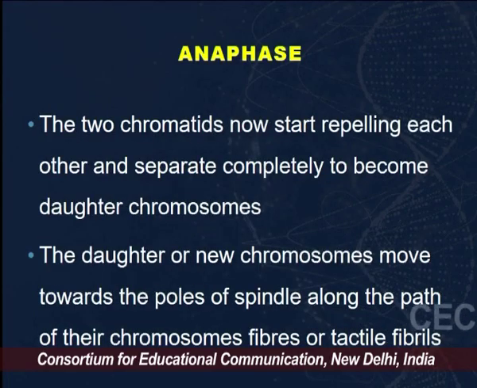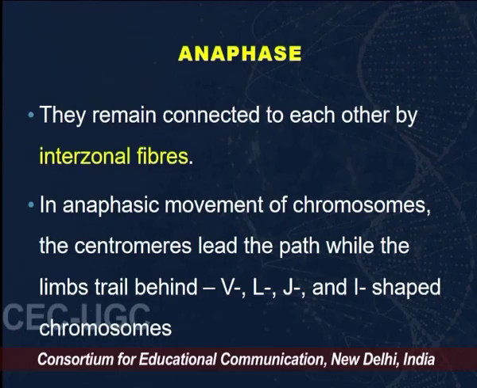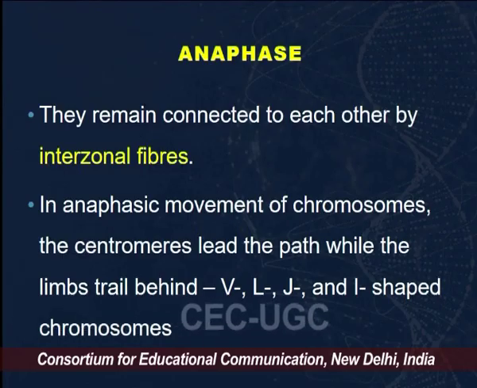So, the two chromatids now start repelling each other and separate completely to become daughter chromosomes. This is the stage when we have two sets of chromosomes that are visible. The daughter or new chromosomes move towards the pole of the spindle along the path of chromosome fibers or tactile fibers. Now, the tactile fibers or the chromosome fibers are pushing the two sets of chromosomes apart. They are already repelling each other and the spindles are also helping to push them apart at the two different poles of the cell. They remain connected to each other by interzonal fibers. They still are yet connected to each other.